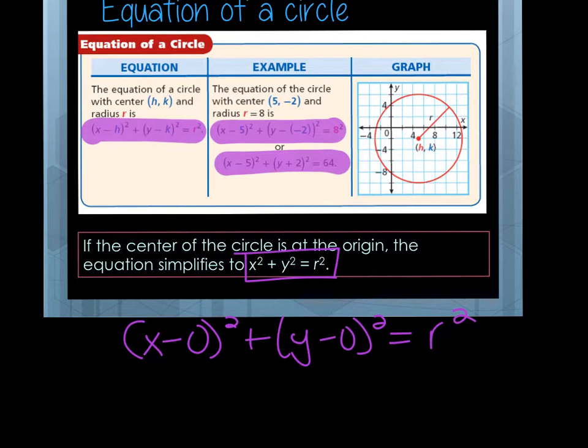Can't we simplify that to x plus y equals r? No, you wouldn't, because x is squared by itself and y is squared by itself. It's just like combining like terms. They wouldn't be like terms.